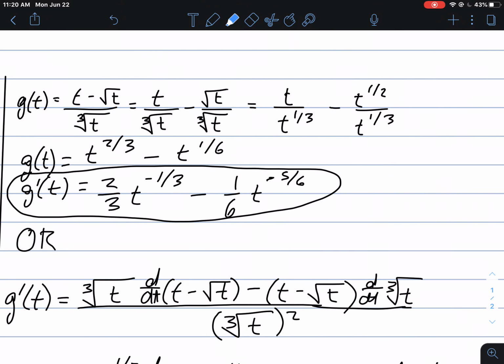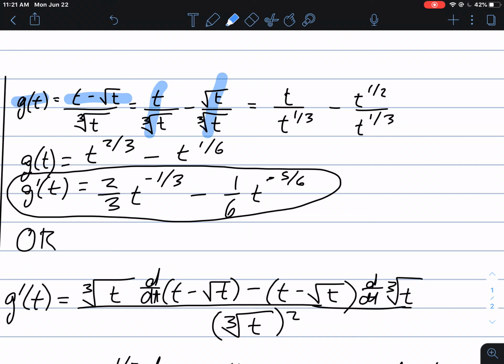So if I take this function g of t, just to remind you again of some basic algebra, remember you can always take a fraction that has a multi-term numerator, and you can break that fraction and rewrite it with each term over your denominator. So this function g of t can be rewritten as t over the cube root of t minus the square root of t over the cube root of t.